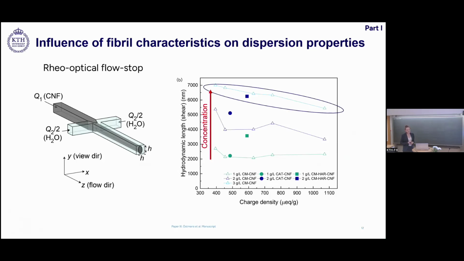We can also see that if we increase the charge density, we decrease the hydrodynamic length. And this is most likely a result of increased repulsion, which can prevent some entanglements in the liquid dispersion. We can also see that if we increase the aspect ratio, we increase the hydrodynamic length. But now, if we have longer particles, of course, they can entangle more in the liquid dispersion.